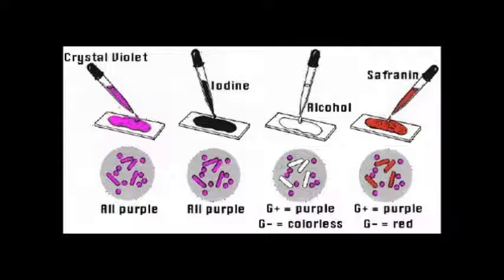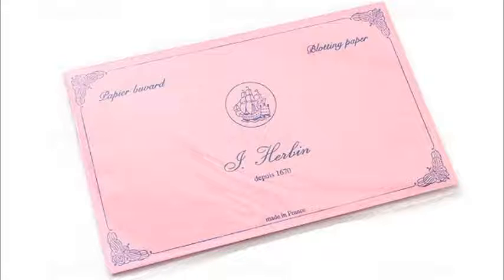You take safranin, I can't say that word very well. You would take it, and then you would drop it in the same spot, let it sit for 45 seconds to a minute. Then you would wash it off. Once you're done with that, you would blot it dry using blotting paper. You should have blotting paper in the lab somewhere. You wouldn't want to wipe it, because if you wipe it, you would wipe your stain and all the bacteria off, so you need to use blotting paper.